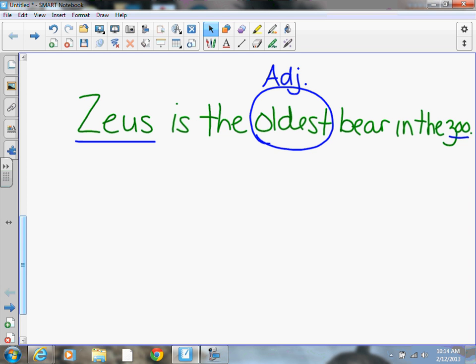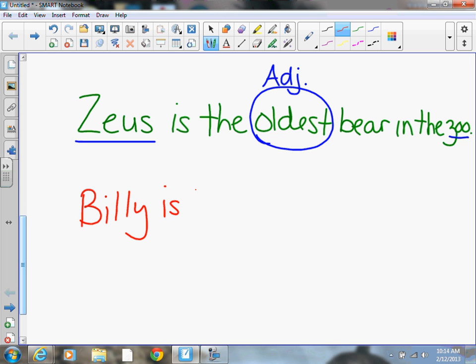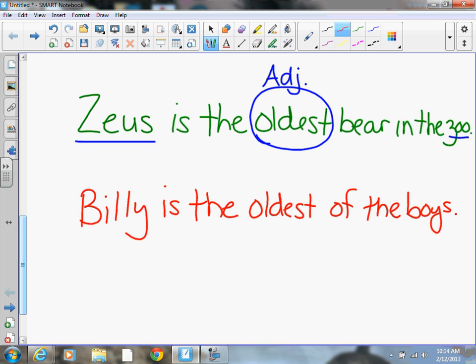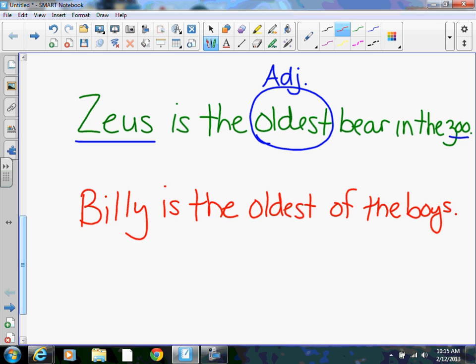It has to make sense. The sentence will always make sense. It will always make sense. I could not rewrite this to say oldest Billy is of all the boys. I can't do that. No. Okay? It's going to always make sense. So Billy is the oldest of all the boys.